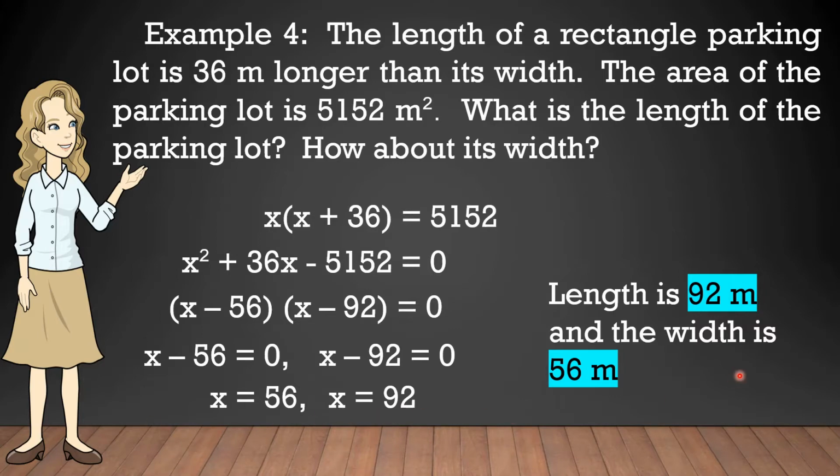So our length is 92 meters and the width is 56 meters. Meaning, 56 meters is the width, so 92 meters is the length. The length is 36 meters longer than its width. When we subtract that, you get 36. Okay guys, did you understand the fourth example?